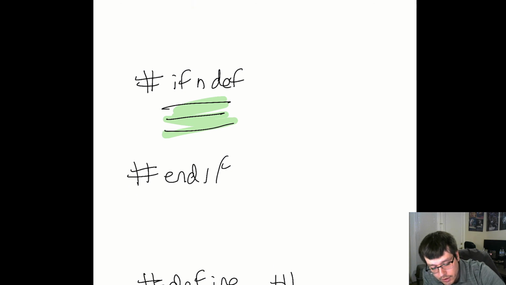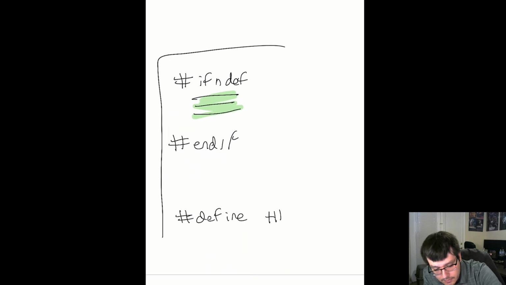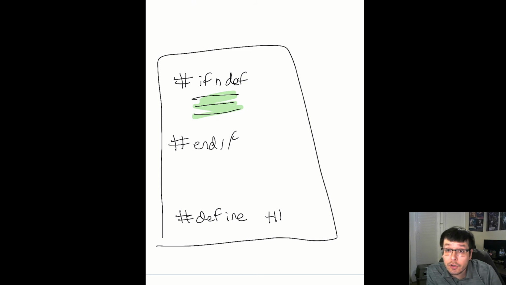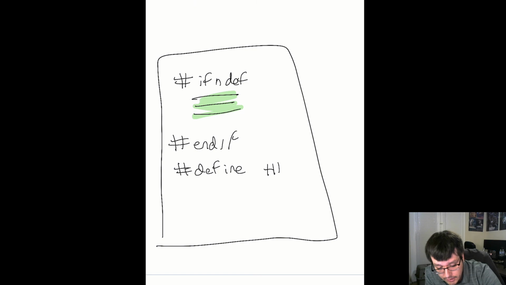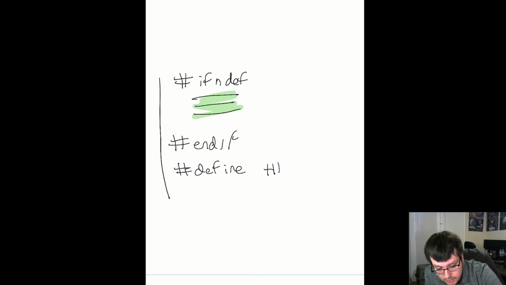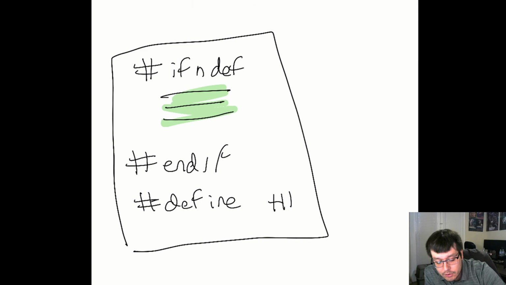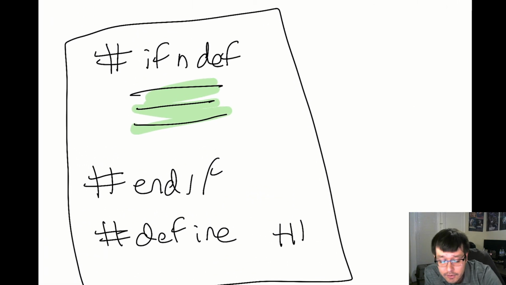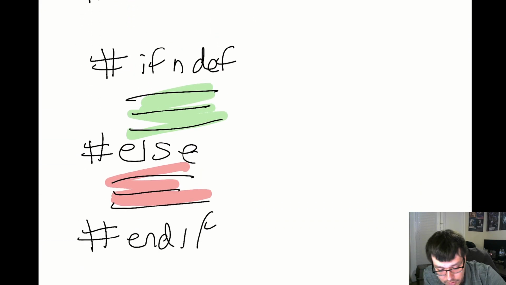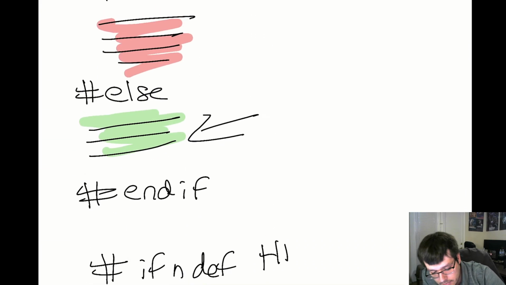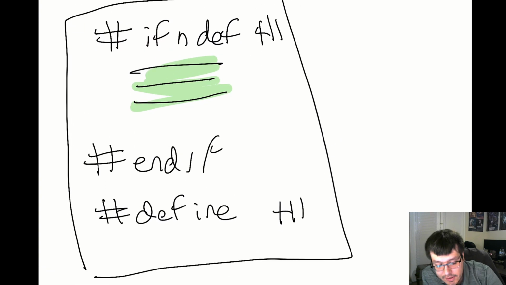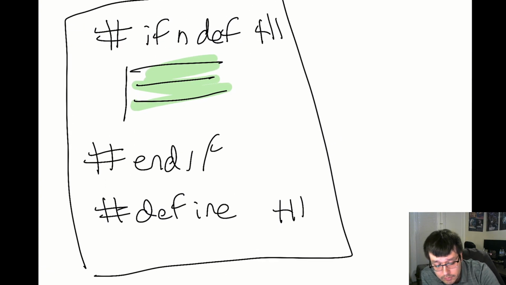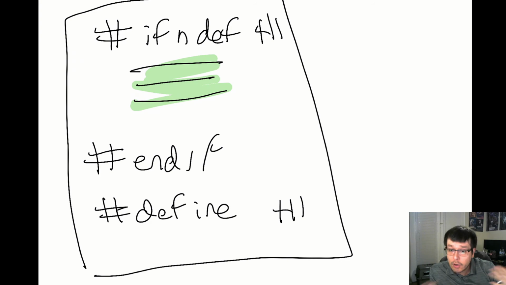So if this is your header file, and the green stuff is actually your entire header file, like all the code there, nothing else would be outside of that. So you can write your code like that. And the first time that you ever see this header file, this hi will not be defined. Forget about the word hi here, that's what it's actually checking against. So if hi is not defined, it'll run all this code, the code that you want to run. And then at the end, it's going to define hi.